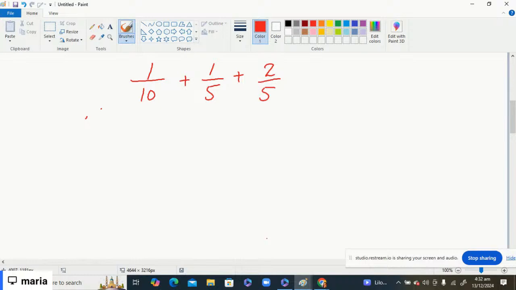I'm not going to solve this. You guys solve it and then tell me the answer. I will just tell you this thing. Here two denominators are the same, which is 5 and 5. But the third one is 10, that is greater than both of them. So we make these two equal to that 10.